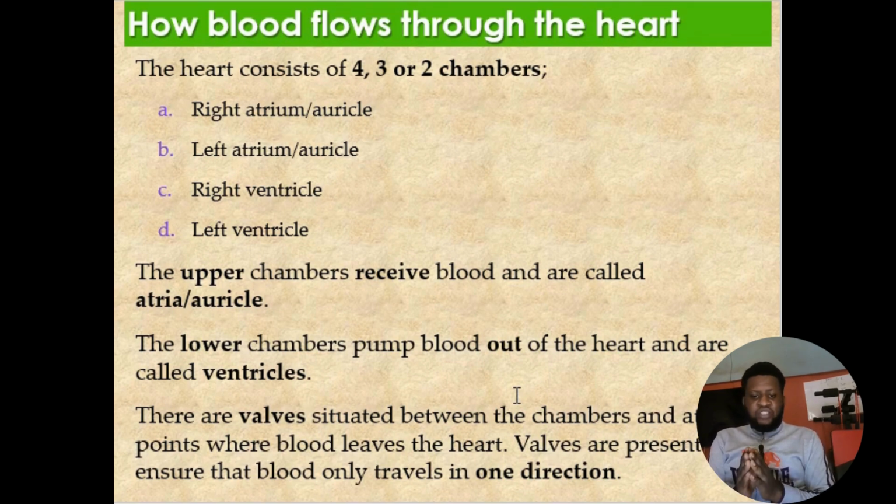So in your heart, blood is not meant to go from your ventricles into your atrium. Blood is meant to go from your atrium into your ventricle. And what prevents it from flowing backward is the valve, which we're going to discuss very soon.